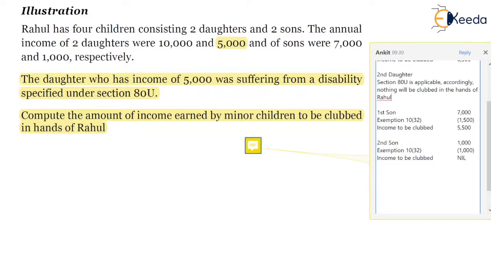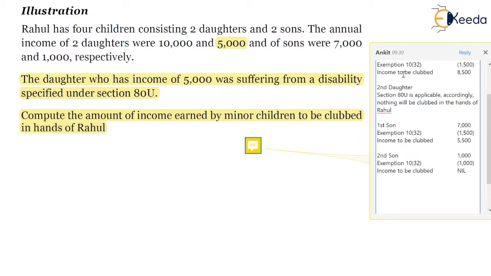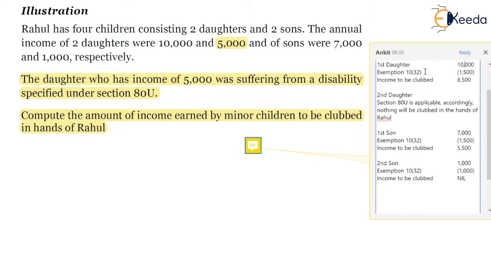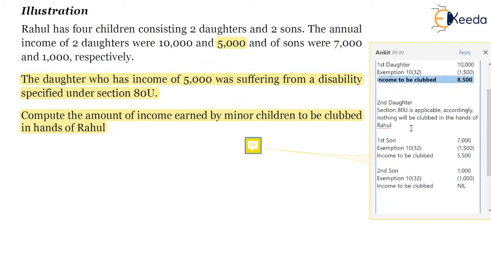So friends, income to be clubbed is 8500 for the first daughter. Second daughter is nil because of applicability of section 80U, and for first son is 5500, and second son is nil because the income is less than 1500.